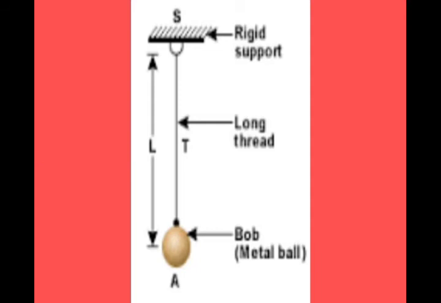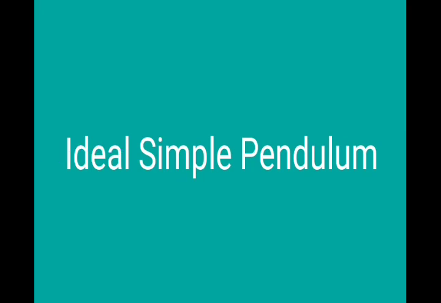Generally, practically we will be connecting a thread. So, here this is the metal sphere suspended from a rigid support with the help of a thread, that is simply called a simple pendulum. Now, if the simple pendulum obeys some conditions, then we will call it an ideal simple pendulum. Ideal simple pendulum means we cannot reach those conditions practically, but if we do reach those conditions, then it is called an ideal simple pendulum.